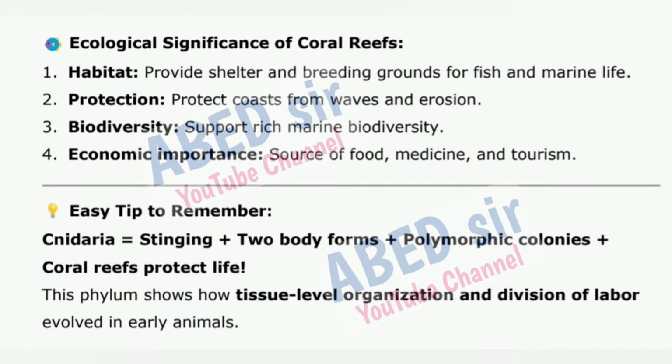Easy tip to remember. Cnidaria equals stinging plus 2 body forms plus polymorphic colonies plus coral reefs protect life. This phylum shows how tissue-level organization and division of labor evolved in early animals.